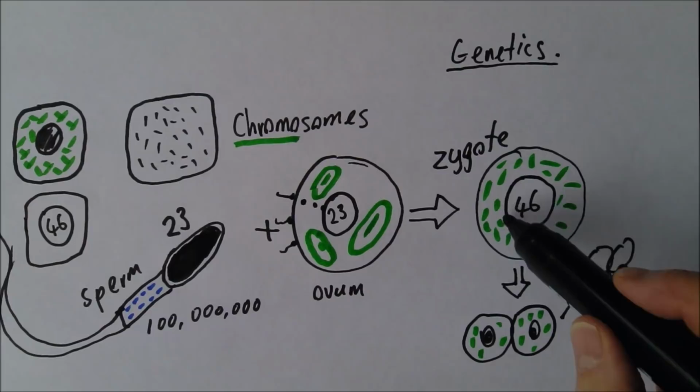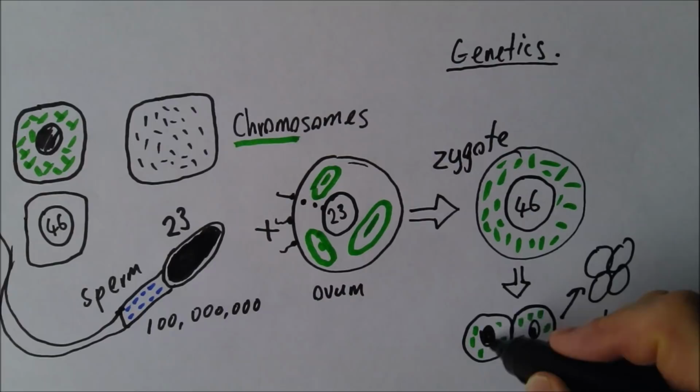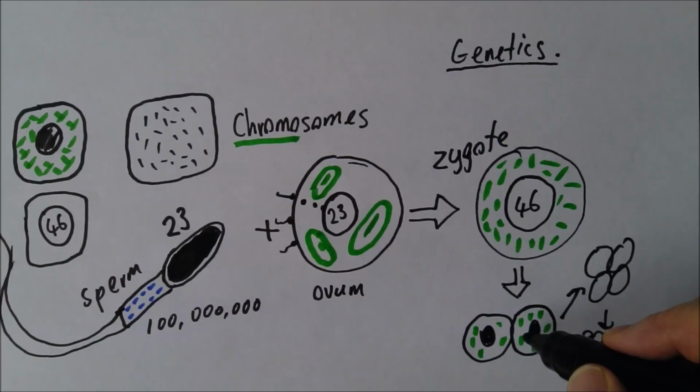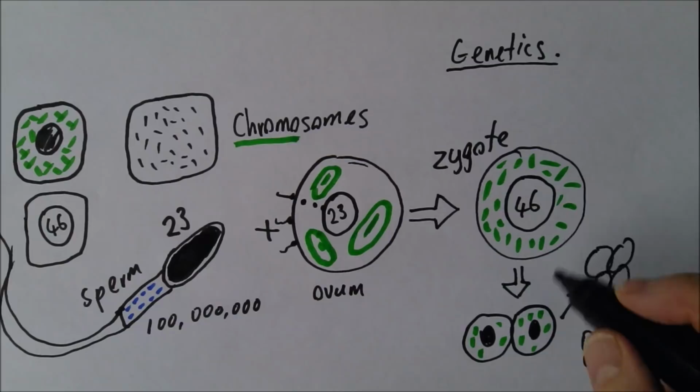Now the 46 chromosomes there has got to divide. Now how many chromosomes is there going to be in each of these daughter cells? And by the way, we call these cells daughter cells, whether you're a male or a female. Well, there's 46 chromosomes in that, and these all need 46 chromosomes.